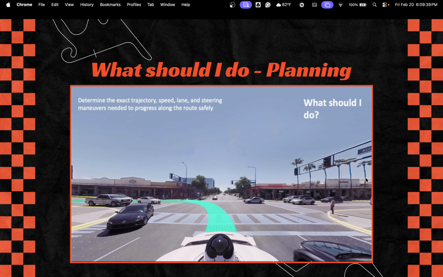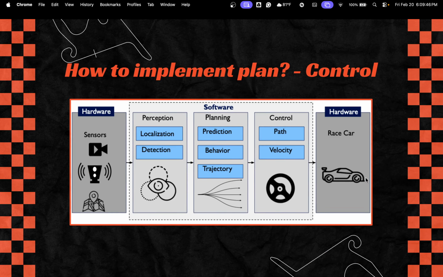Given that you have all of this going on, what's the next step? What are you supposed to do? And control is how you actually do it. The control interfaces with the actual physical part of the vehicle to steer the steering motor, the servo motor, and also the actual speed of the vehicle, which is the regular motor.